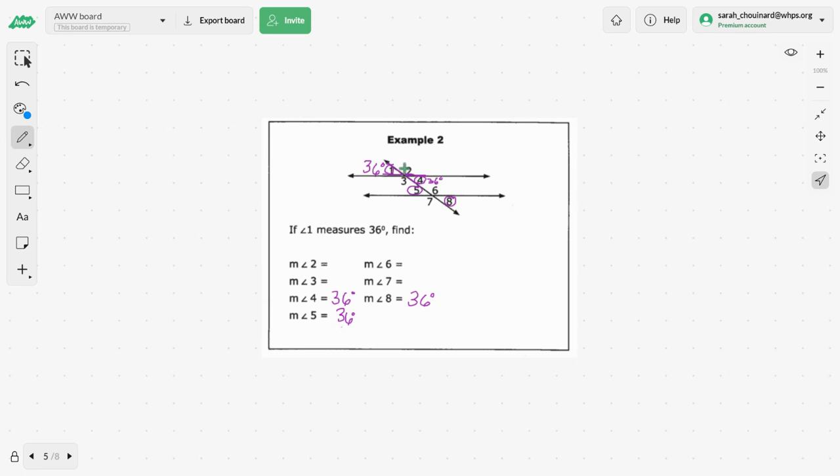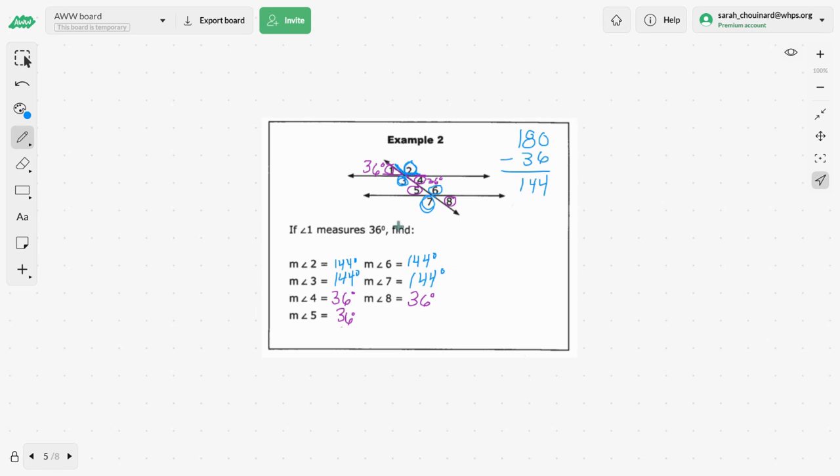To find the remaining angles, I notice that they make a straight line with all of my purple angles. So that means they're supplementary. So all I need to do is subtract 36 from 180, which is 144, to find that angle 2 is 144. Angle 3 is a vertical angle, so it's also 144. Angle 6 is in the matching corner of angle 2, so it's 144. Angle 7 matches with angle 3 to be also 144 degrees.